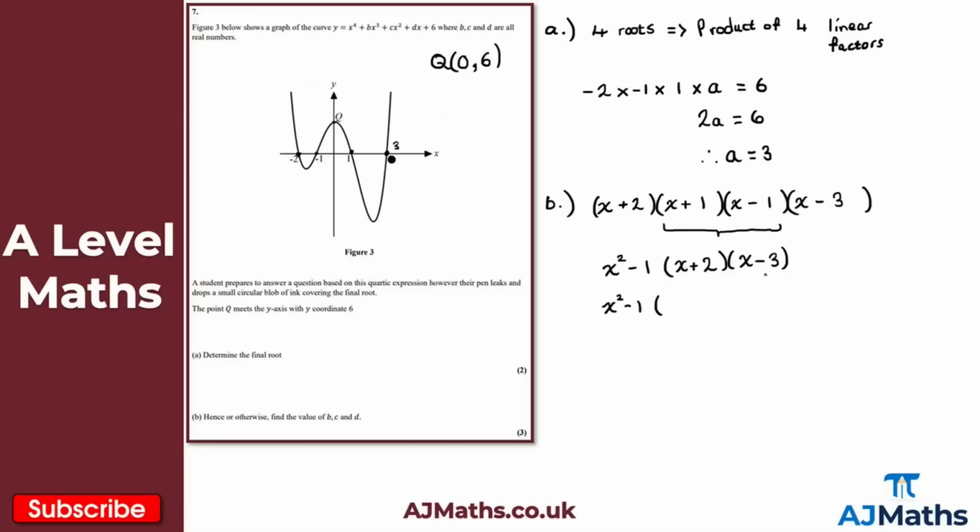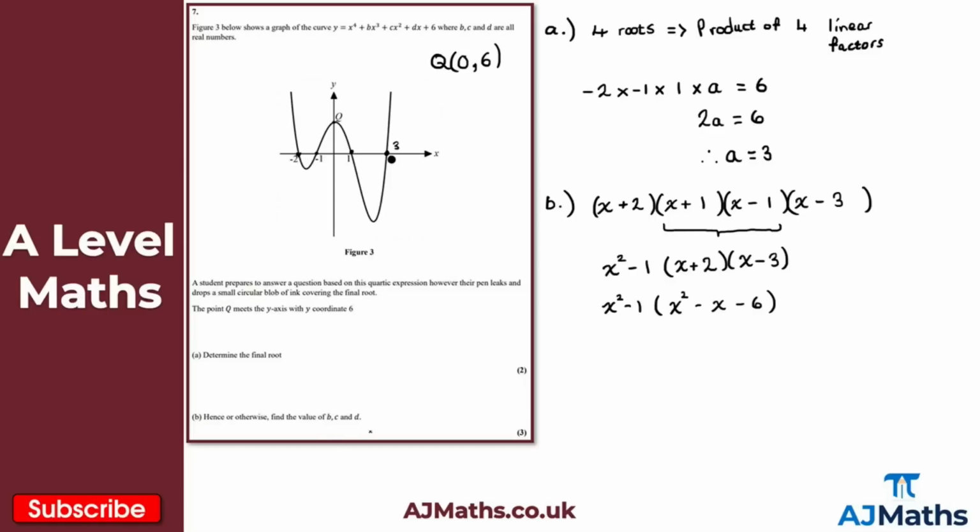Inside the bracket, x times x is x squared. I then have x times minus 3, so that's minus 3x. I've got plus 2x, so minus 3x plus 2x gives me minus x. And then 2 times minus 3 gives me minus 6. From here, I'm going to take these two terms from the difference of two squares and multiply, so the x squared I'll times by each term inside the bracket, and I'll do the same with the minus 1. Once you do that and simplify, we've fully expanded and can identify the values of B, C, and D.